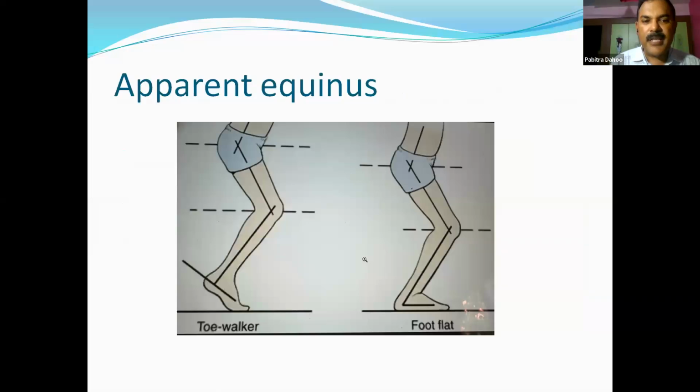There is a condition called apparent equinus. Look at this picture. This picture shows that the foot is in equinus position, but this is the axis of the calcaneus and this is the axis of the tibia, and it is 90 degrees. So this is not a true equinus. This apparent equinus is because of a proximal knee flexion deformity, and this is compensated by equinus position of the foot and ankle. So if you are just looking at the gait of the child, don't say that this is an equinus foot. No, you examine the foot in supine position also. Look at the proximal joint. Then you can say whether it is a true equinus or an apparent equinus.